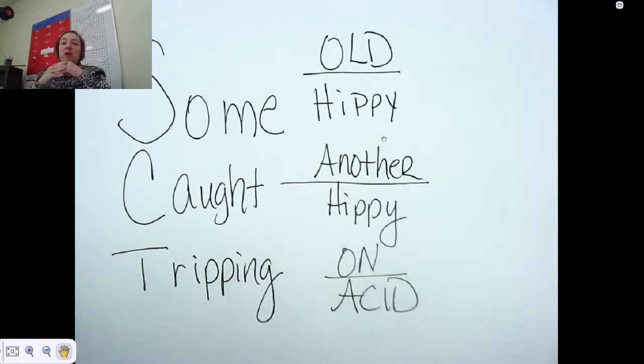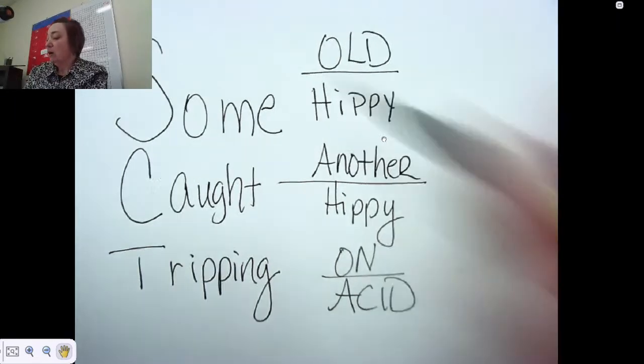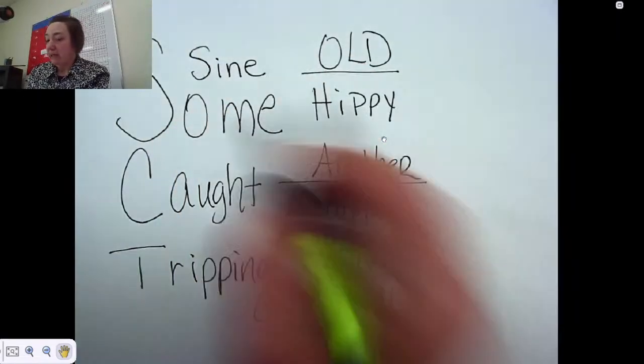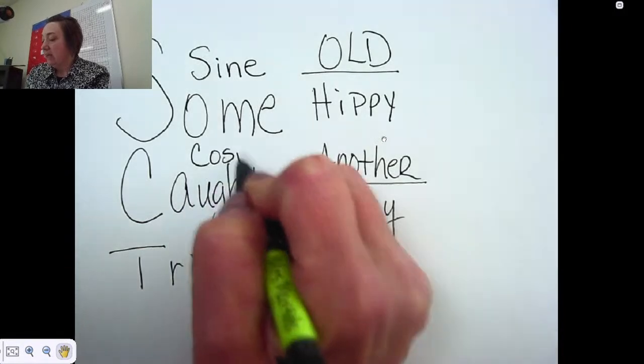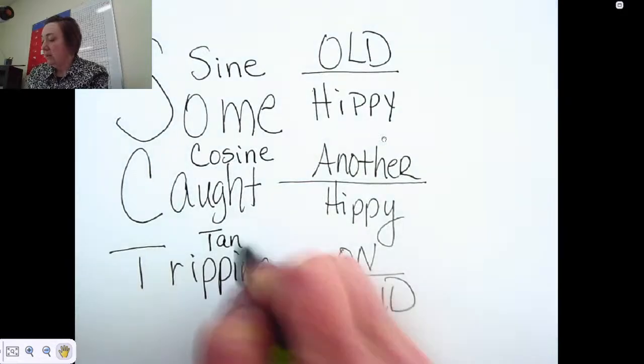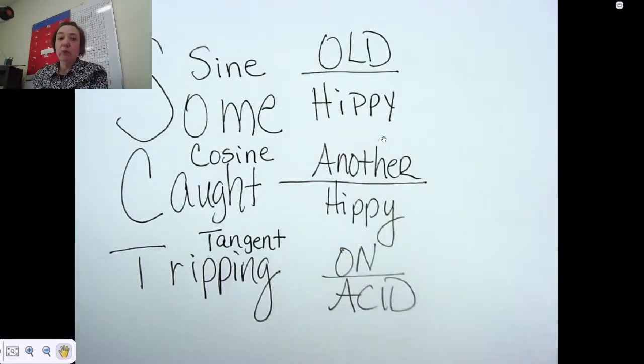So, some old hippie caught another hippie tripping on acid. Now, this is one of numerous ways that you can remember the trig functions. Now, there are 6 trig functions, but in geometry, we focus on the main 3 trig functions. So, they are sine, S-I-N-E, cosine, C-O-S-I-N-E, and tangent, T-A-N-G-E-N-T. Those are the 3 trig functions.